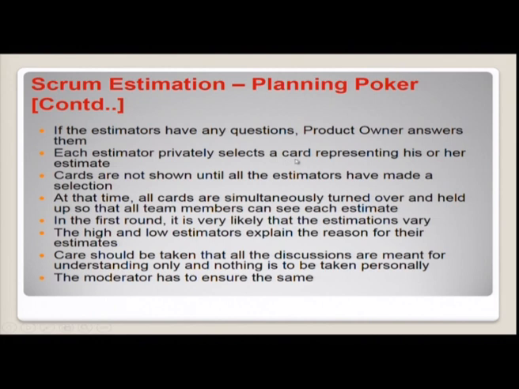Each estimator privately selects a card representing his or her estimate. Cards are not shown until all the estimators have made a selection. At that time, all cards are simultaneously turned over and held up so that all the team members can see their estimate as well as their colleagues' estimates. In the first round, it is very likely that the estimates may vary, because if they do not have experience, it may definitely vary. If they have experience working with the Scrum framework, estimates will become common.